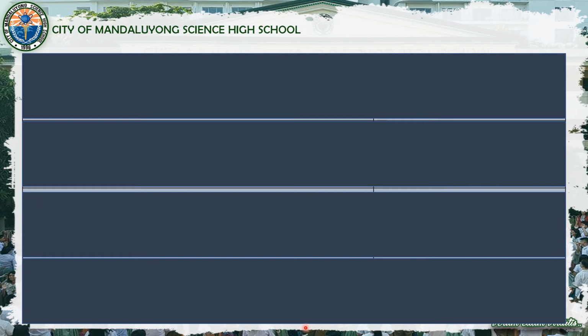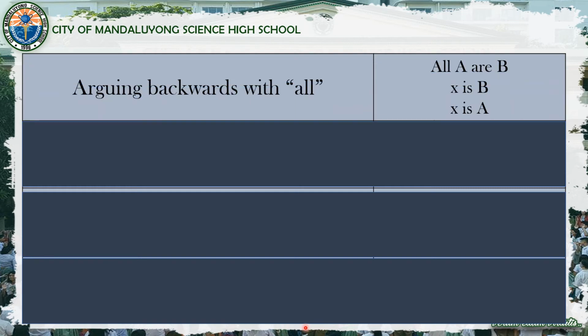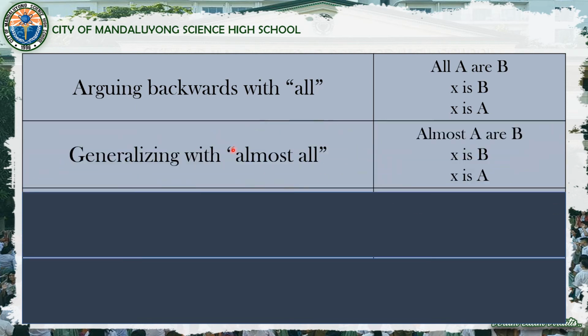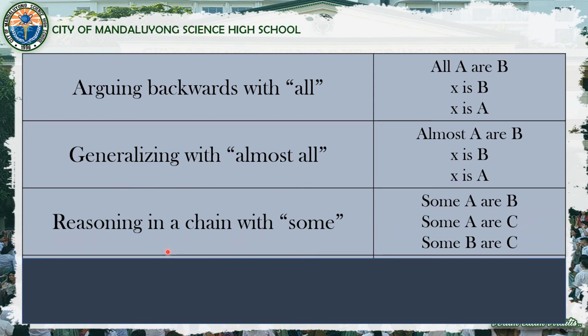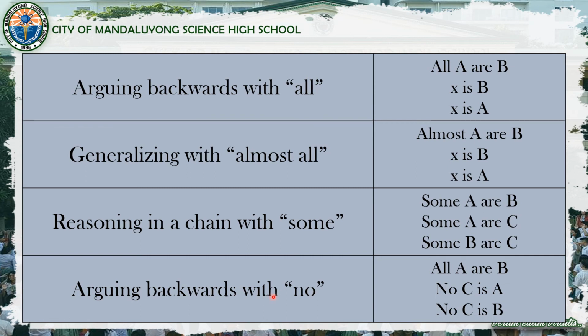Meron din tayong other forms of structural fallacies. So, we have the first one, arguing backwards with all. All A or B, X is B, X is A. Next, generalizing with almost all. Almost A or B, X is B, X is A. Next, reasoning in a chain with some A or B, some A or C, some B or C, and then arguing backwards with no, all A or B, no C is A, and then no C is B.